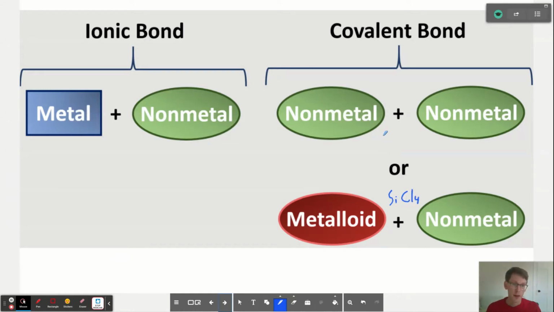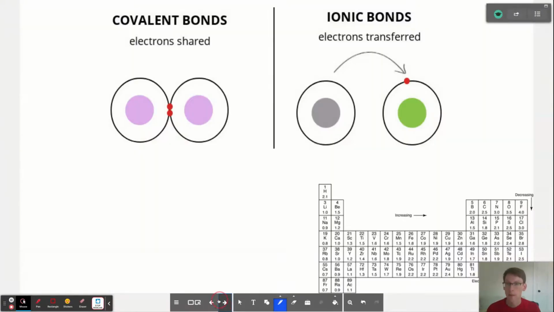We could also have N2, covalently bonded. We can also have NO2. Notice there is no metal in any of these cases, but in the case of KCl, there is a metal, potassium, and there will be an ionic bond between potassium and chlorine.